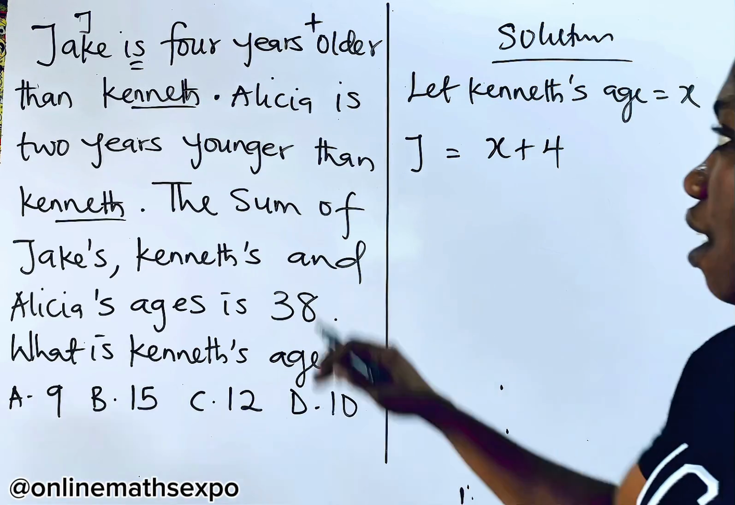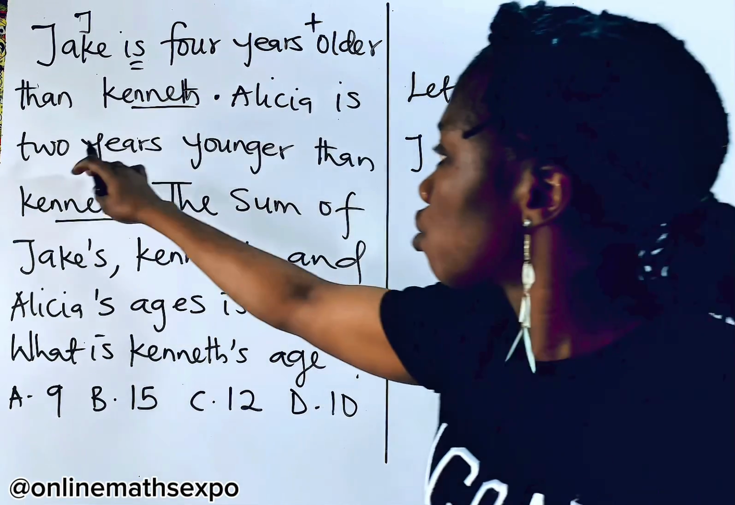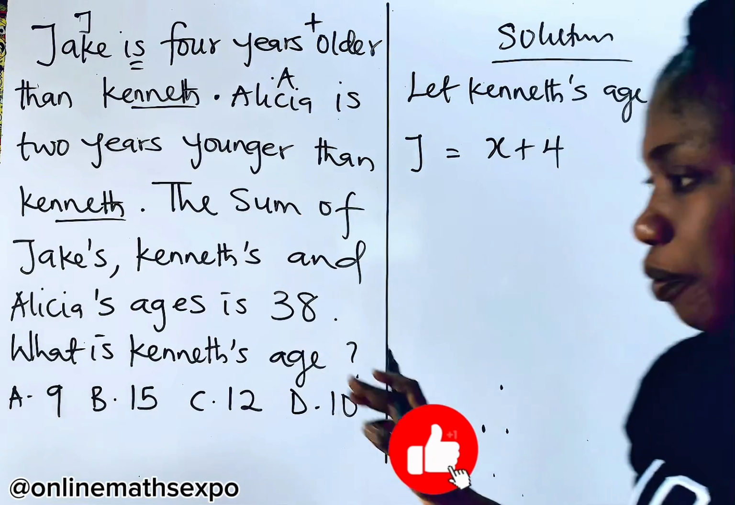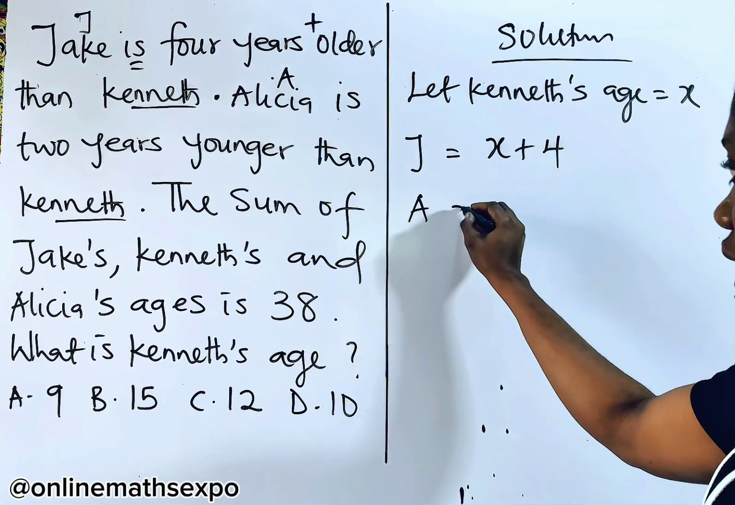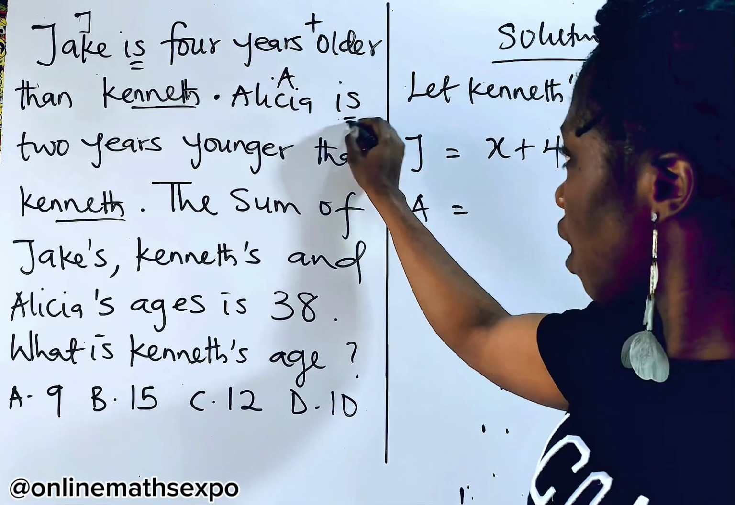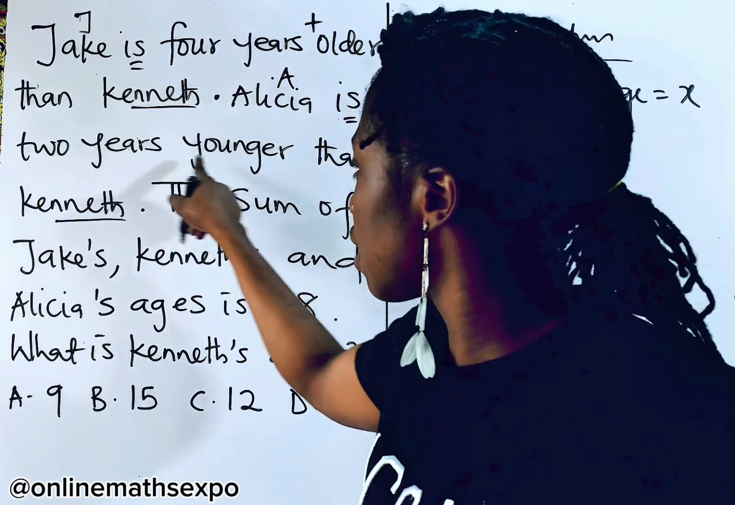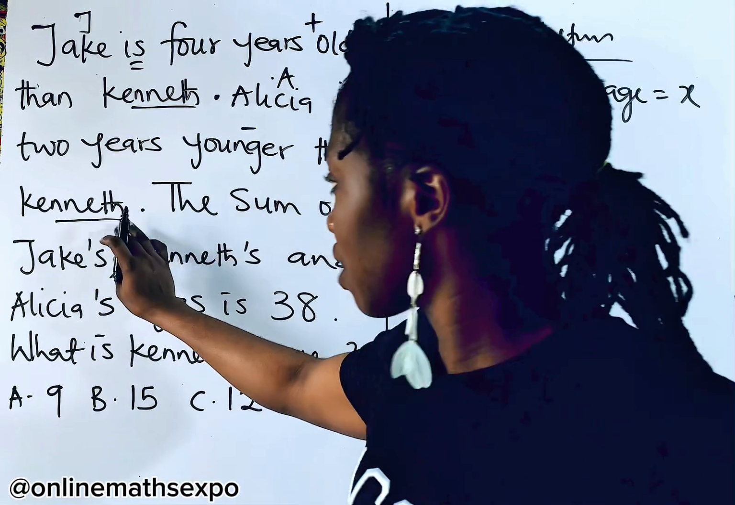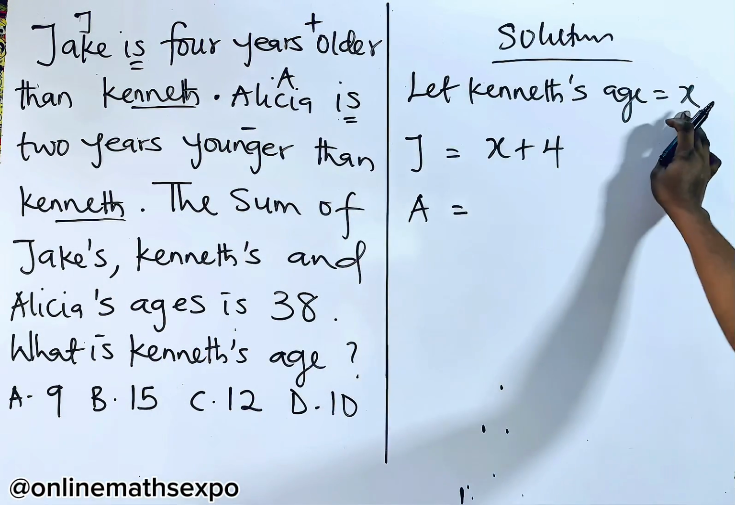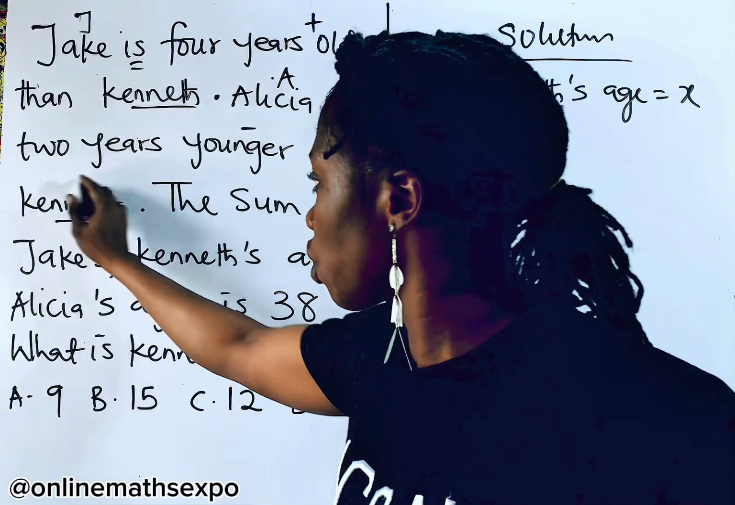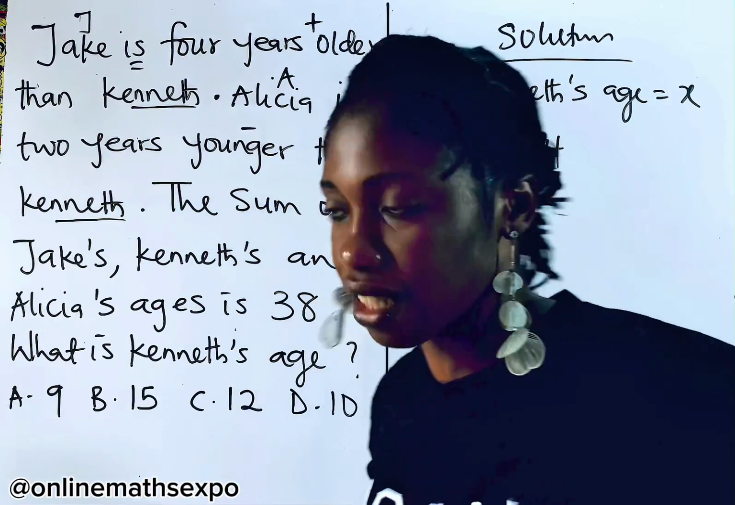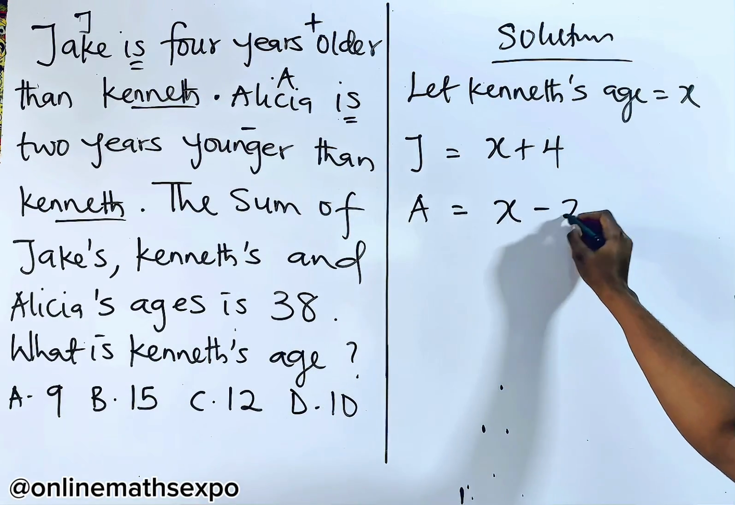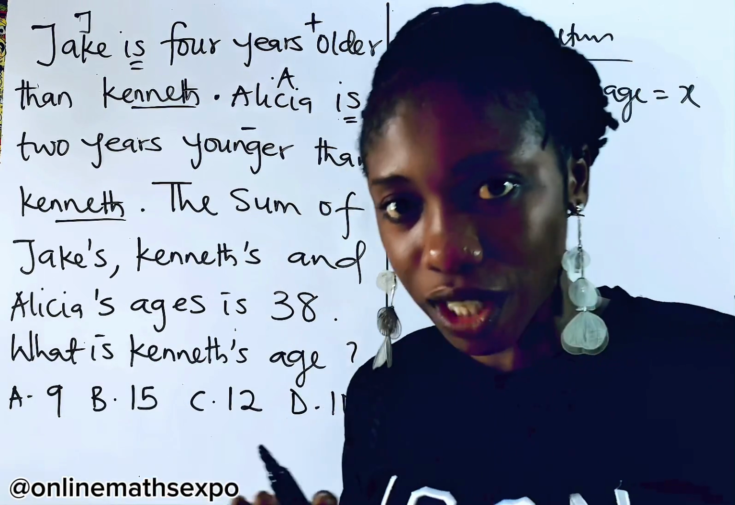Then the second one says Alicia is 2 years younger. We can use A for her. She's not the key person, so any variable can go for her. Then A is equal to, 2 years younger. Younger means to subtract. So younger than Kenneth, and Kenneth we have seen is X. You have to state Kenneth's age first, which is X, then minus 2. You have stated everything. You are done.